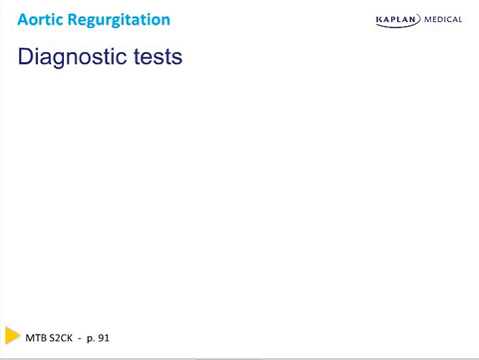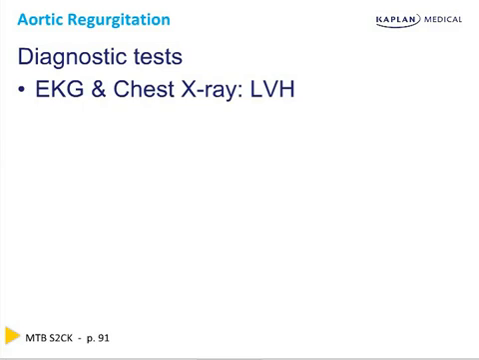The diagnostic tests for aortic regurgitation start out with EKGs and x-rays, which show left ventricular hypertrophy. But remember, left ventricular hypertrophy is not any more specific here than it is with aortic stenosis. So although they'll show the heart enlarging to the left side and the S in V1 and the R in V5 greater than 35 millimeters, it still is not enough to tell you it's aortic regurg.